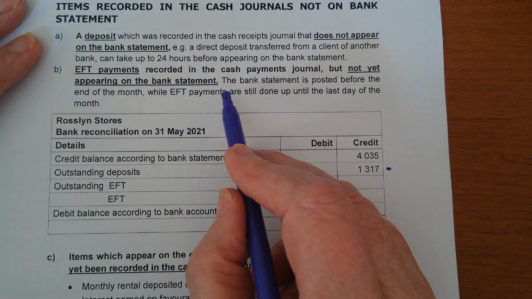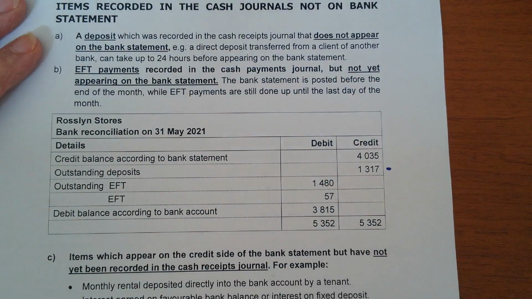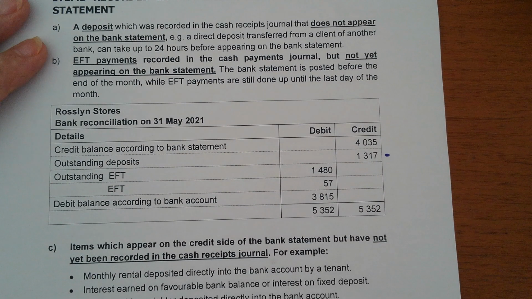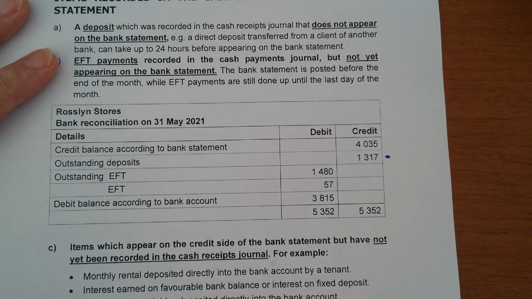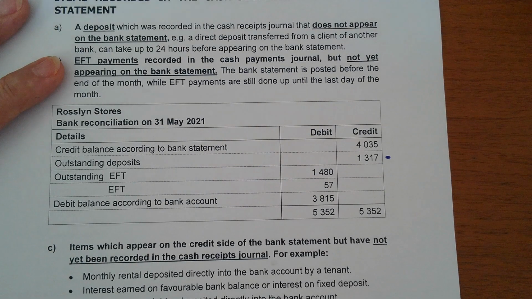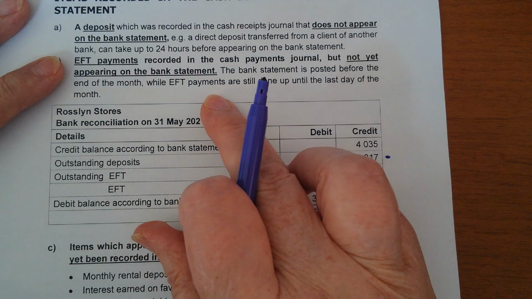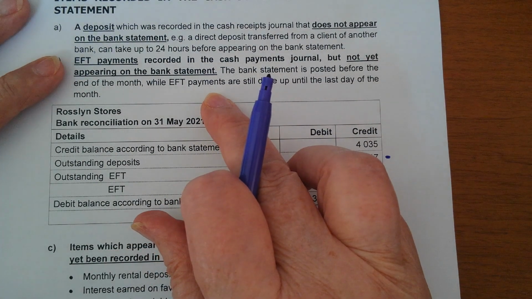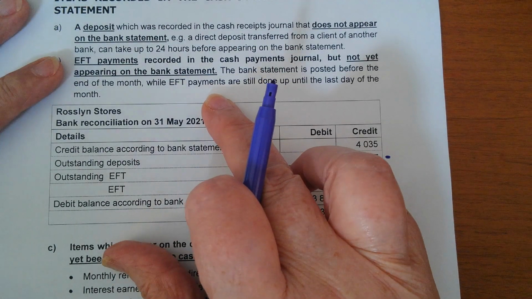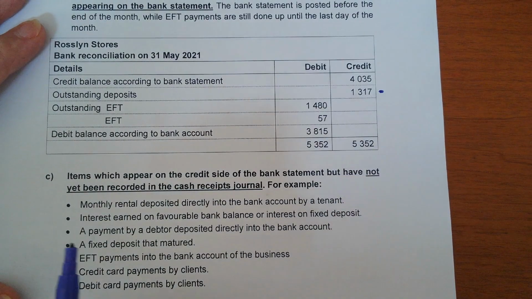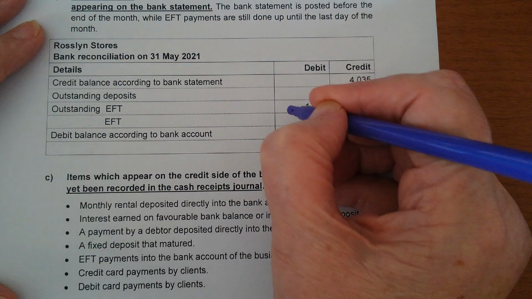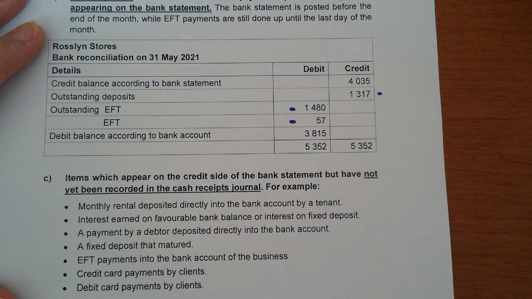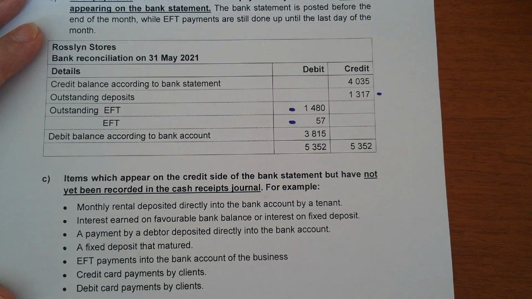So the only reason why there can be an EFT is if I printed out this bank statement, say for instance at 4 o'clock in the afternoon, and then at 6 o'clock we made an EFT payment. So it means we printed out the bank statement before this EFT payment was done, but the EFT payment is still in the current month. So it's okay that we put it into our cash payments journal, but because they haven't done it, we have to show that they must still record these entries on the debit side in the next statement.